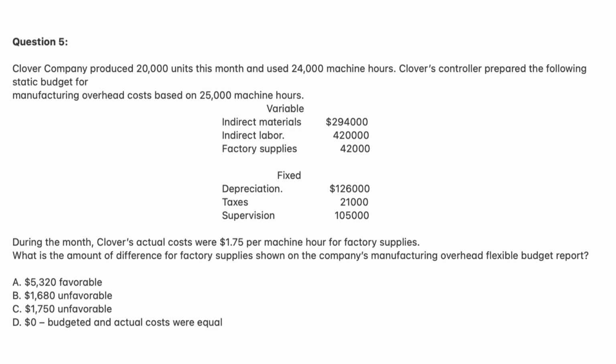Question 5. Clover Company produced 20,000 units this month and used 24,000 machine hours. Clover's controller prepared the following static budget for manufacturing overhead costs based on 25,000 machine hours. Variable. Indirect materials $294,000. Indirect labor $420,000. Factory supplies $42,000. Fixed. Depreciation $126,000. Taxes $21,000. Supervision $105,000. During the month, Clover's actual costs were $1.75 per machine hour for factory supplies.